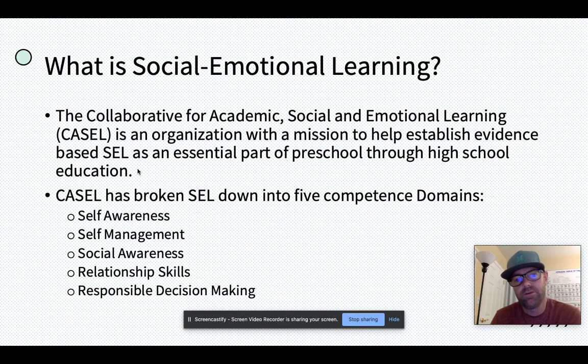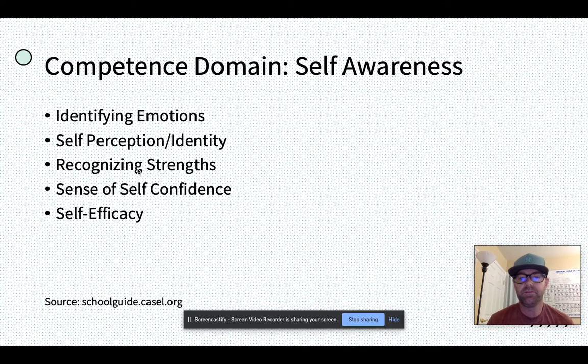So, just to elaborate on what social emotional learning is and who helped develop it, the Collaborative for Academic, Social, and Emotional Learning, CASEL, is an organization with a mission to help establish evidence-based SEL as an essential part of preschool through high school education. What CASEL has done is break SEL down into 5 competence domains. These domains include self awareness, self management, social awareness, relationship skills, and responsible decision making. And what I'd like to do is go a little further and break each one of these domains down. So, the competence domain self awareness.